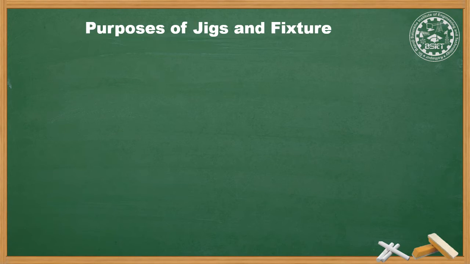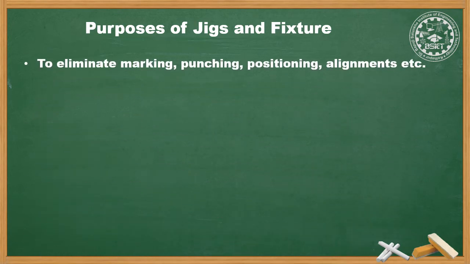The basic purposes of developing and using suitable jig and fixtures for batch production in machine shop are: number 1, to eliminate marking, punching, positioning, alignments, etc. In this, by using jig and fixture, we can directly locate, clamp and secure the workpiece.